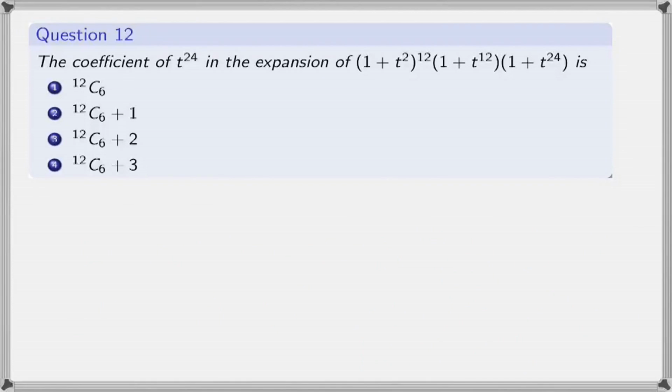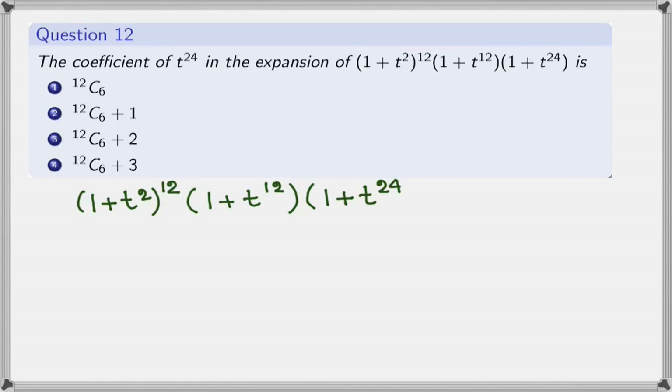In this question we are asked to find out the coefficient of t to the power 24 in the binomial expansion of (1 + t square) to the power 12 into (1 + t) to the power 12 into (1 + t) to the power 24. To solve this question, let us first write the binomial expansion of this.